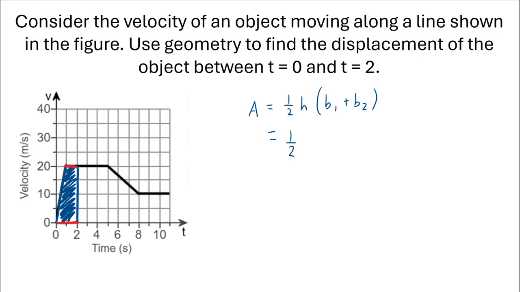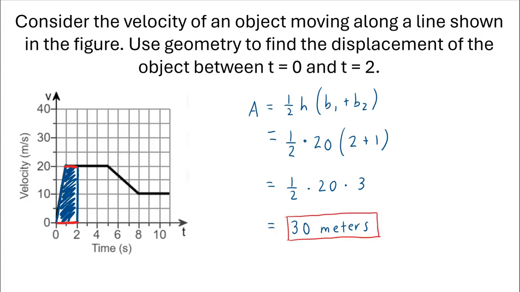The distance between those two parallel sides, which is the height, is 20. The length of the lower base is 2, and the length of the upper base is 1. And now all we have to do is simplify this expression. So the displacement is 30 meters on the interval from 0 to 2.